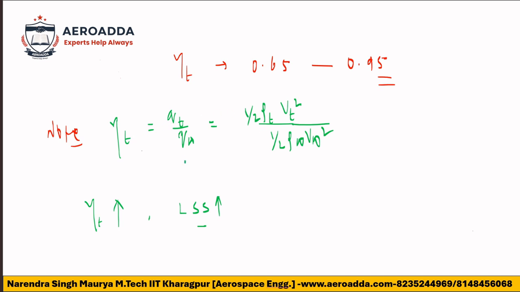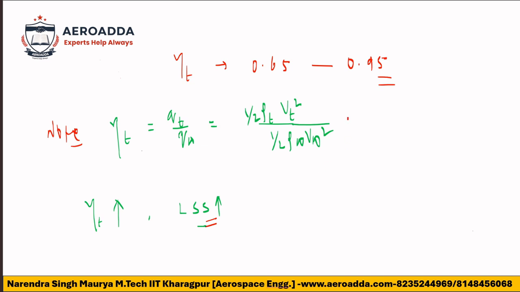Eta T is Qt by Q infinity. That means 1 by 2 rho T Vt square, and rho infinity V infinity square, which you can say is the reference dynamic pressure. Now, if you see the eta T, how can it change? There are three factors to check how eta T can vary. Because what is the one conclusion we got? That eta T should be very high. If eta T is high, then longitudinal static stability will be high. So you should know the affecting factors.